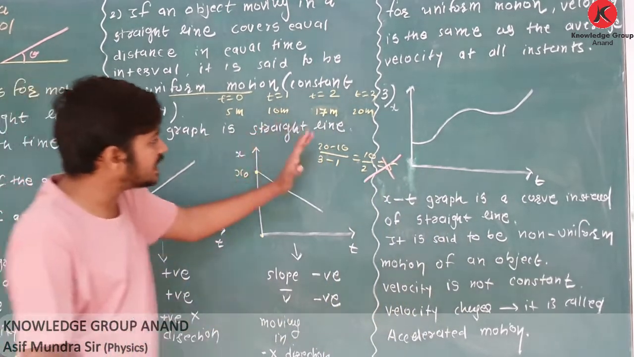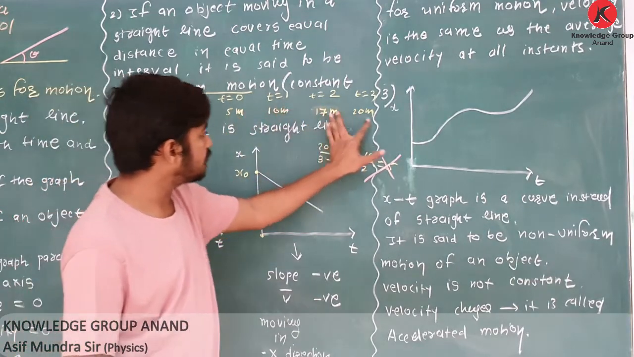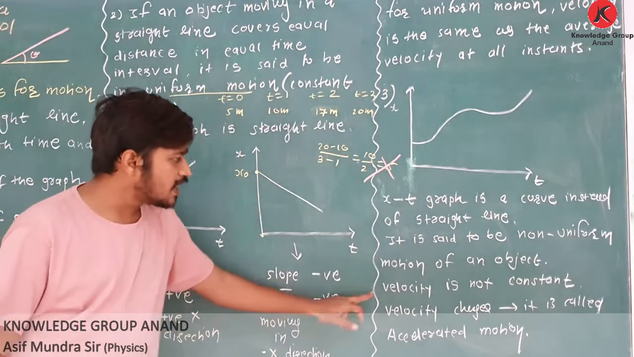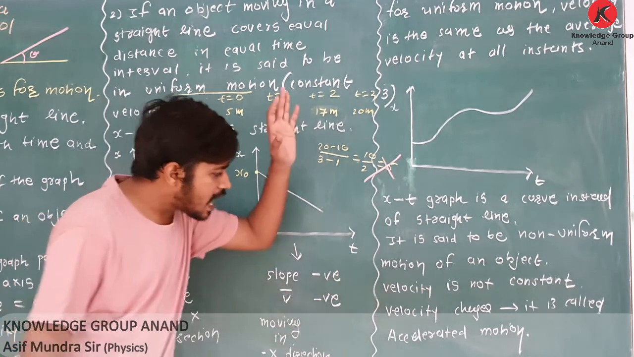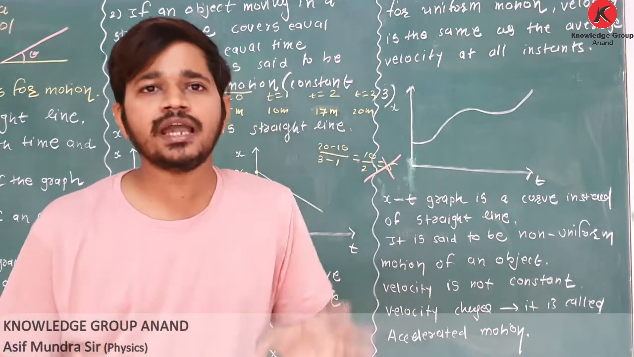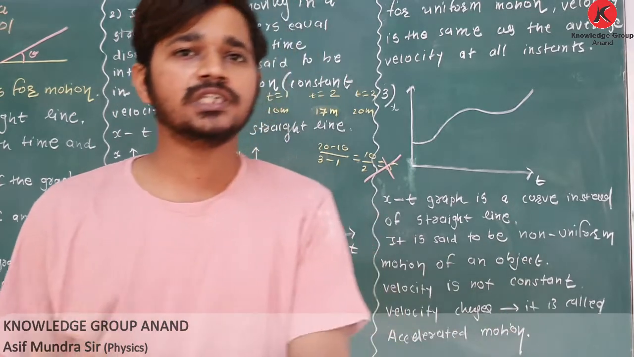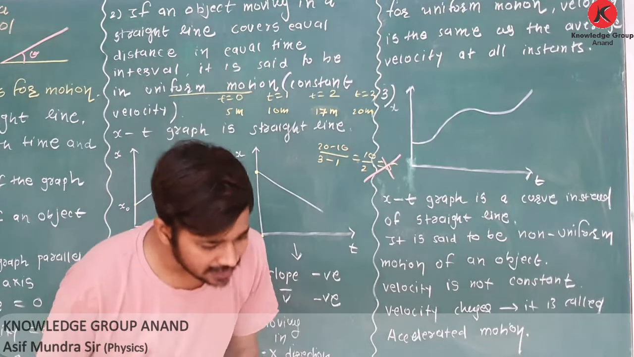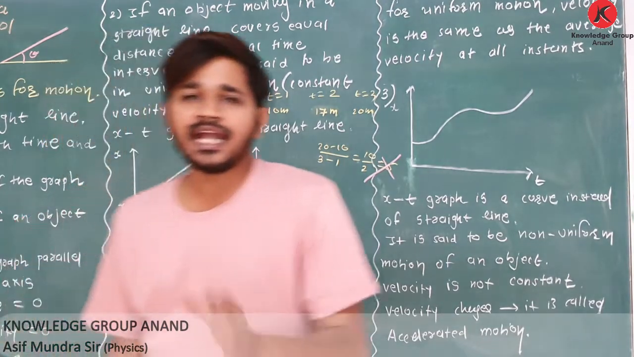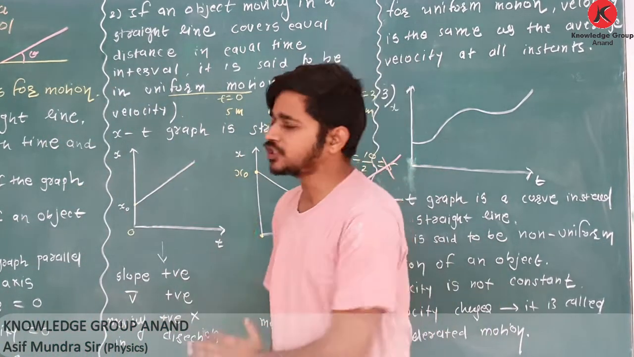And in this case, see, if you find average velocity for each and every case, velocity is not constant, it is changing continuously, and that's why it is called accelerated motion. So it is one topic, x-t graph for motion.